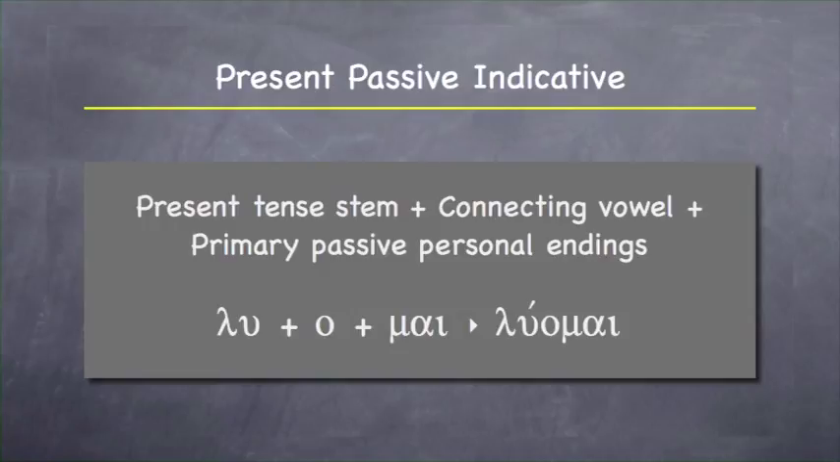Okay, good. Well, let's move on to the master verb chart. How do you form the present passive indicative? Well, you start with the present tense stem. You add a connecting vowel, the same connecting vowel we had in the active, and then you add primary passive personal endings. Now in English, as I just said, in order to form the passive, we use a helping verb. Greek just has a totally different set of endings. So for the present passive indicative, we're going to have to learn 6 more personal endings, okay? So you have the present tense stem lu, connecting vowel omicron, and one of the primary passive personal endings is mai, and so you end up with luomai.